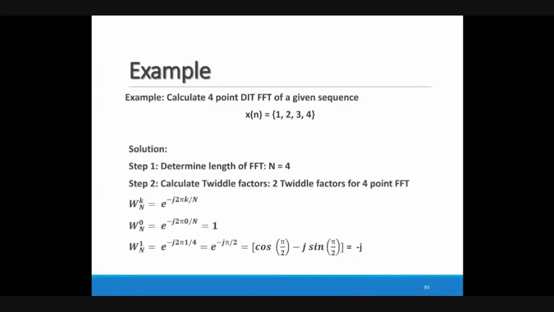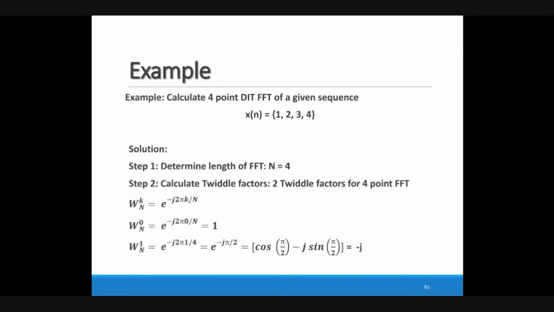So for calculation of 4-point DIT FFT, the solution starts from here. The x of n is given. The values are 1, 2, 3, 4. First of all, we have to determine the length of FFT. As 4 samples are given, the length of the FFT is N equal to 4. The samples are at locations 0, 1, 2 and 3, and total number of points are 4.